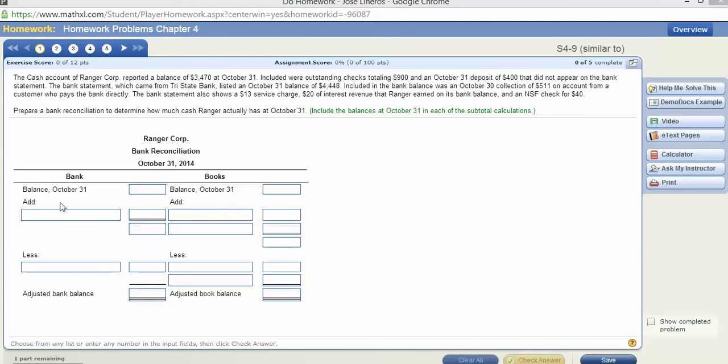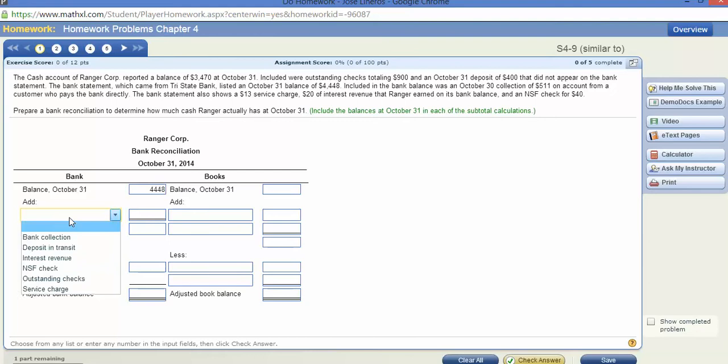Let's start with the easy part first. The bank side, the balance October 31st, right? This is at the end of the cycle. On October 31st, what does the bank say we have? We look here, the cash account of Ranger Corporation, and that's not what the bank says we have. Included were outstanding checks totaling $900, and again, we're hunting for what the bank says we have. The bank statement, which came from the bank, unsurprisingly, listed a balance of $44.48. This is our first anchor number, and that's how much the bank says we have.